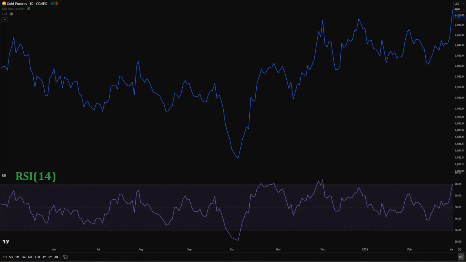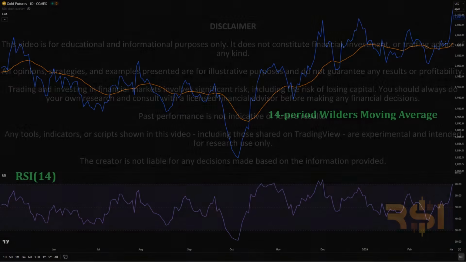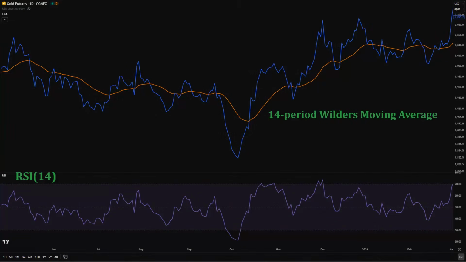But if RSI is truly a position indicator, then maybe it doesn't belong down here. Maybe it belongs on the price chart itself. Let's try something. Quick note before we begin, this isn't investment advice, just a different lens on how RSI really works. What you're seeing now is a 14-period Wilder's moving average, the same one used in the RSI calculation.